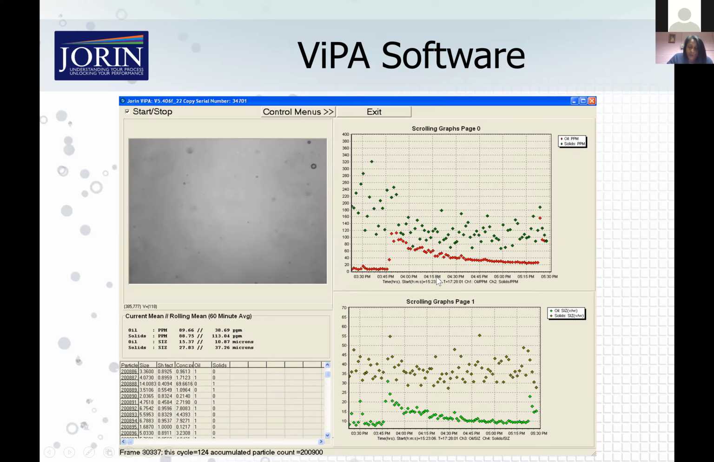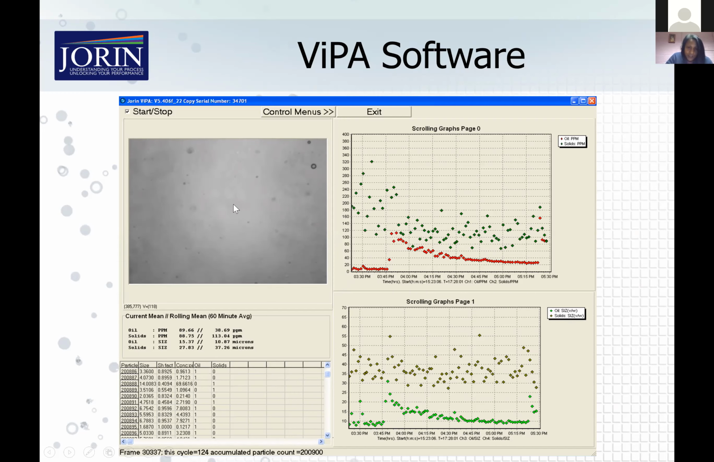It's a continuous plot because this would be running typically online 24/7. So it's versus time, and the plots will just keep going. That's concentration: your red dots here are oil concentration, and your green dots here are solids concentration. And then the second graph at the bottom here is the mean size in microns. So again, it's versus time. It's a continuous plot, but your lighter green dots here are oil mean size, and the darker green dots here are solids mean size.